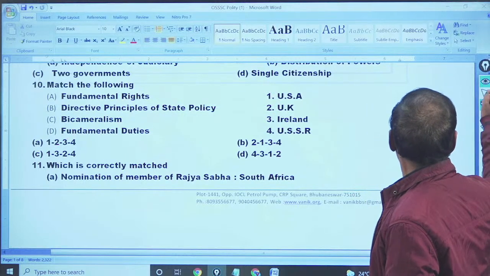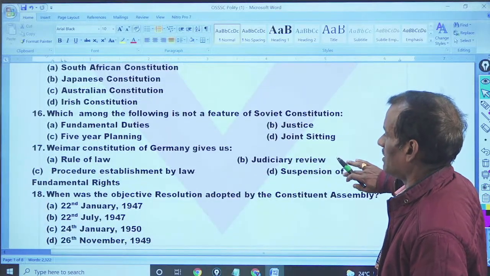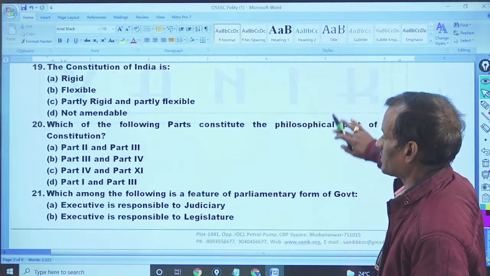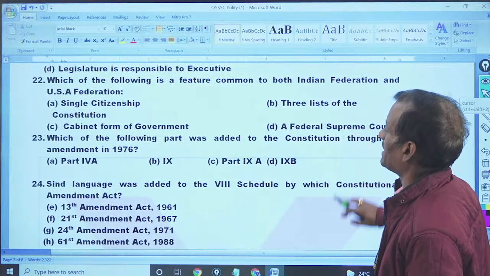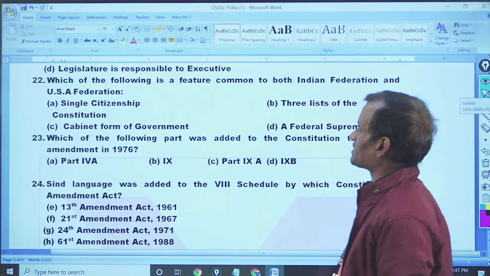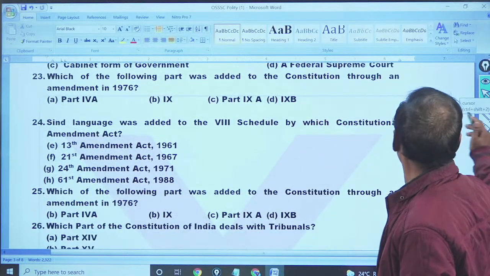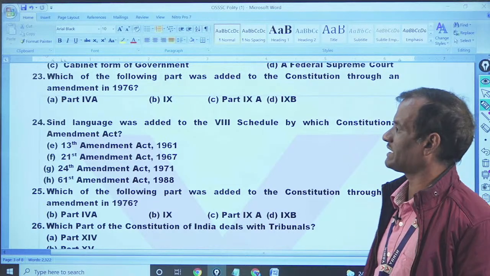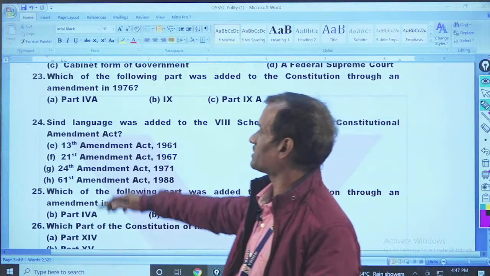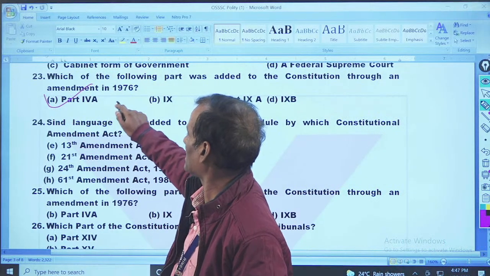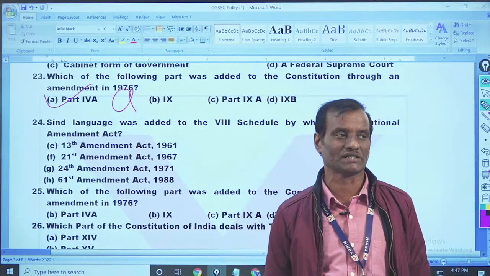Thank you very much. Now we shall go to which question number? Weimar Constitution, 25, yes 22. Which of the following is not a feature? So it is a feature of, that is federal government, Supreme Court. Which of the following was added to the Constitution through an amendment in 1976? In 1976, the 42nd Amendment was enacted, and the part added was part IVA, fundamental duties. And which other part was added by the 42nd Amendment Act 1976?